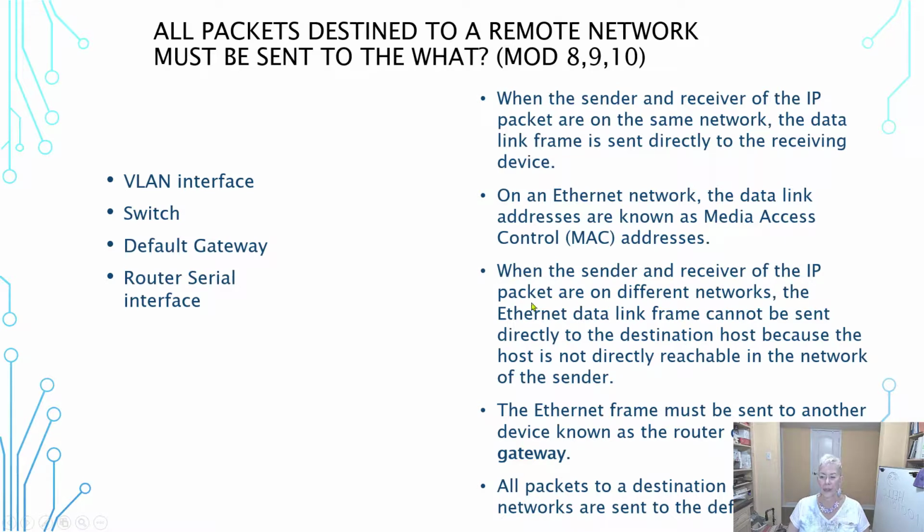When the sender and receiver of the IP packet are on different networks, the Ethernet data link frame cannot be sent to the destination host because the host is not directly reachable in the network of the sender. The Ethernet frame must be sent to another device known as the default gateway, the exit and entry point for all of our local area networks. All packets to a destination on a remote network are sent to the default gateway.